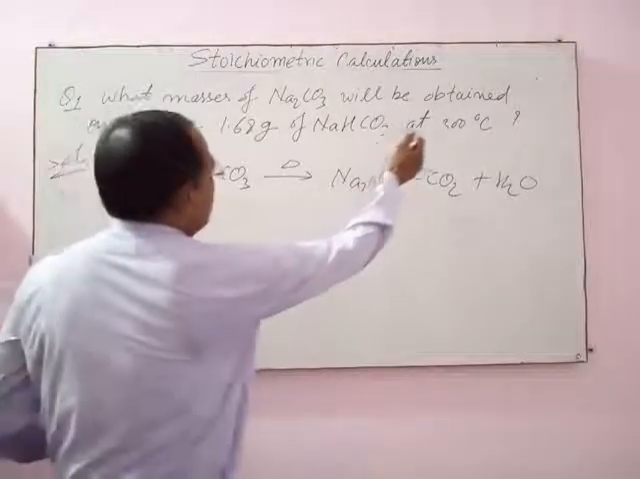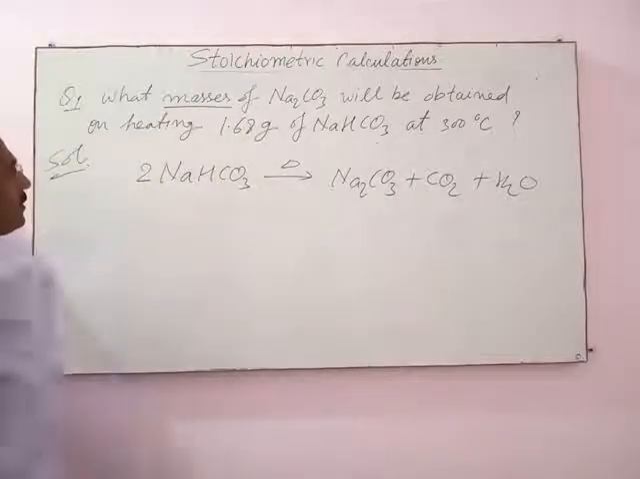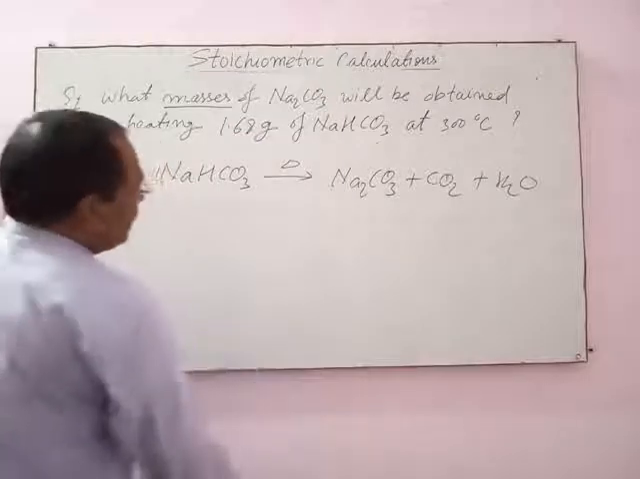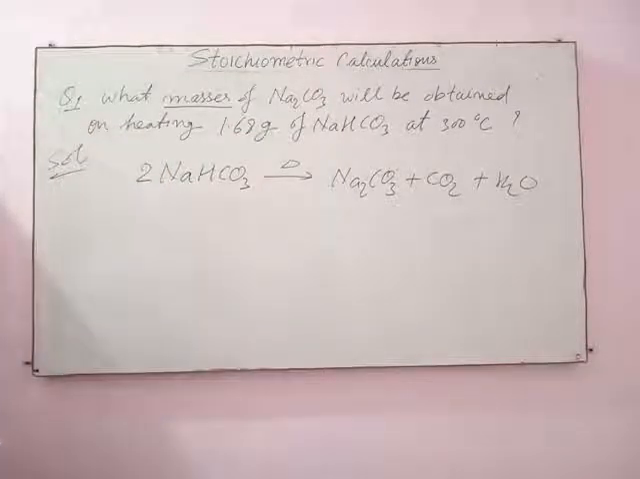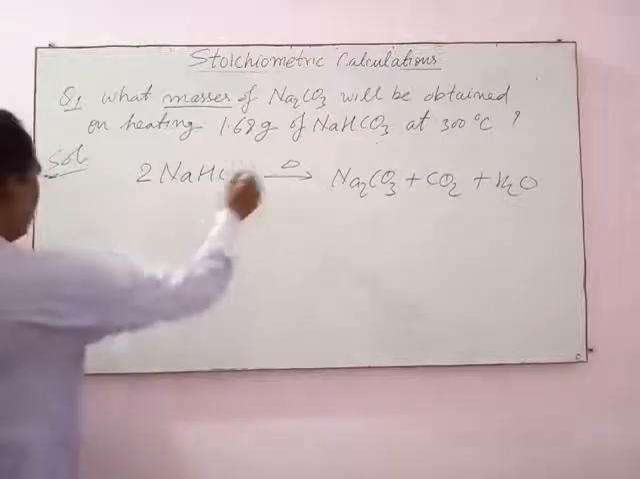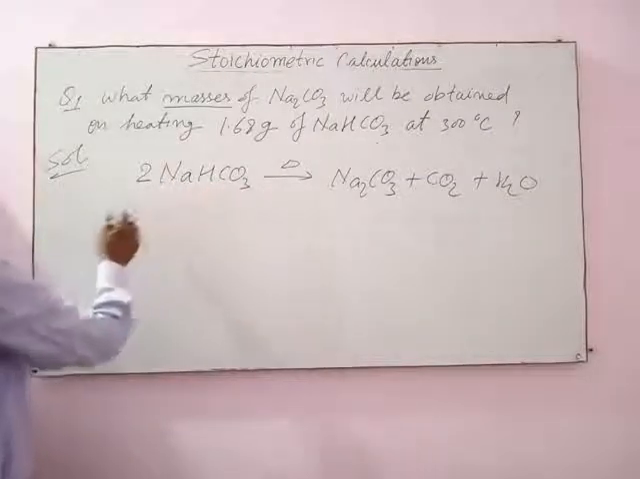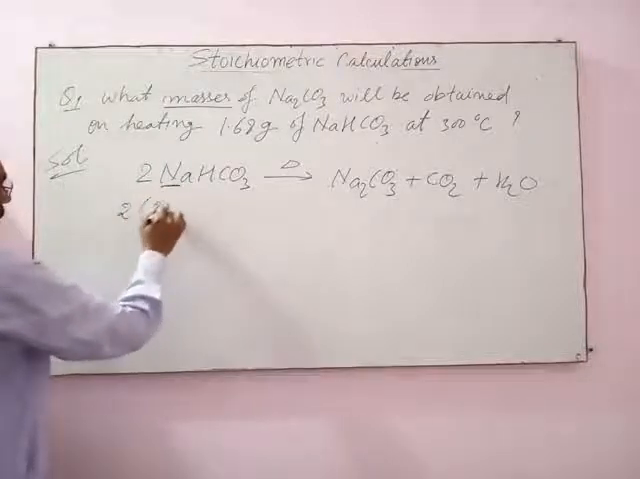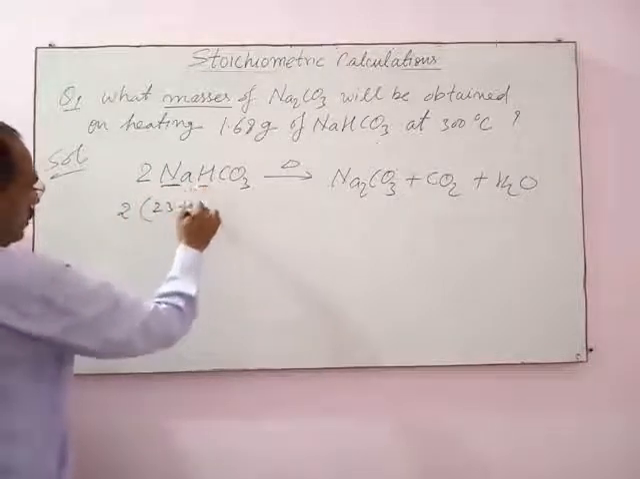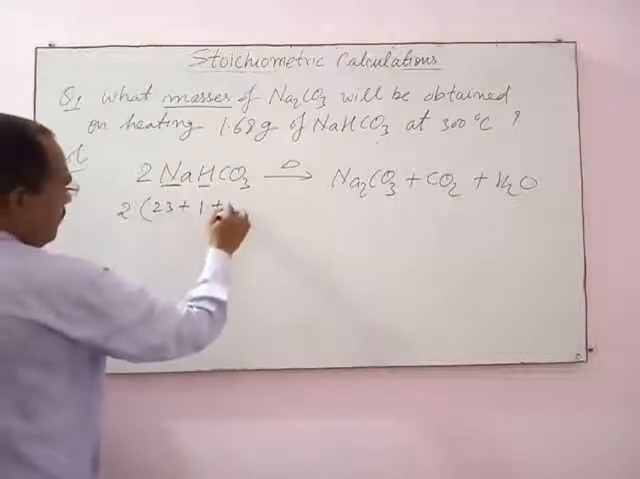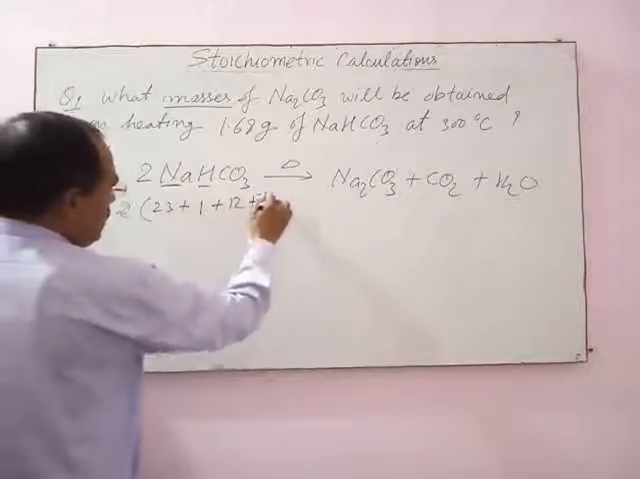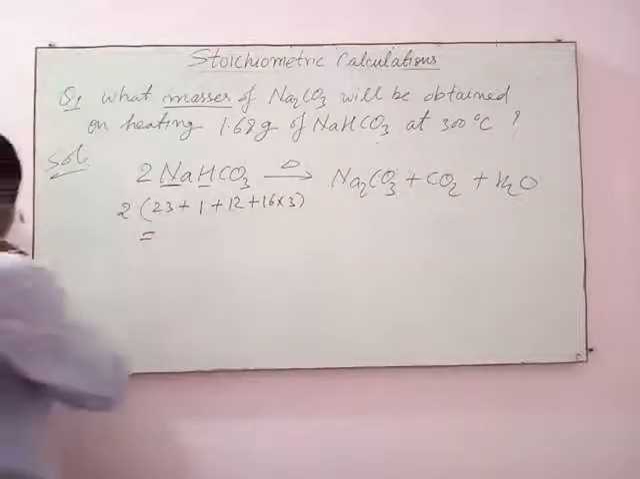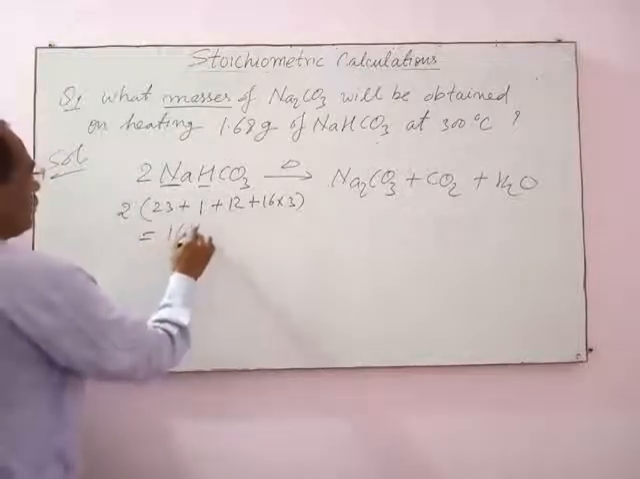In terms of masses, first of all, calculate the masses of different substances involved in the chemical reaction. What is the mass of sodium bicarbonate? 2 times: atomic mass of sodium 23, atomic mass of hydrogen 1, atomic mass of carbon 12, atomic mass of oxygen 16 multiplied by 3. This is equal to 168 grams.